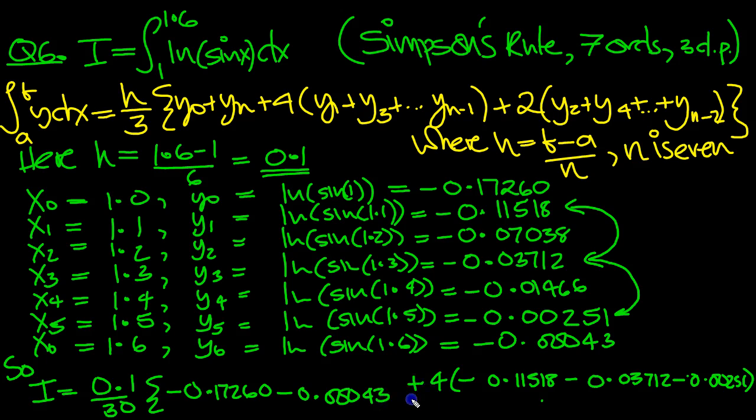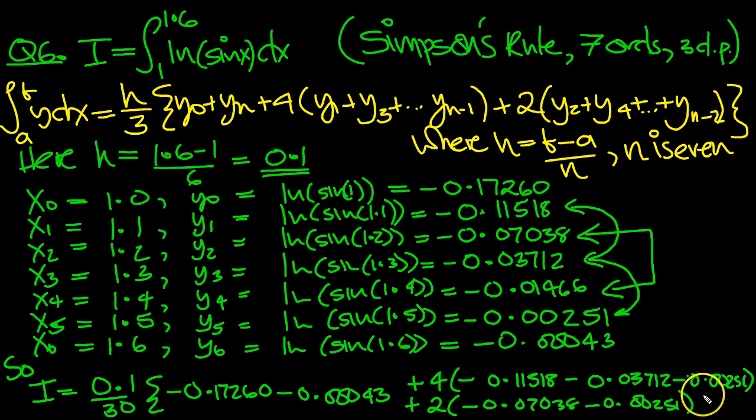So I'll put them down, and this one, 0.00251, close bracket, plus 2 times all the even ones, which are these two here. It was 4 times all the odds, 2 times all the even, other than the first and last, which we've already done, and they're catered for over here. So you've got these two, minus 0.07038, minus 0.00251. Close that bracket and then close the bracket for the whole expression. So the integral equals, let's work it out over here, the final answer. Now all these are minuses, see them?